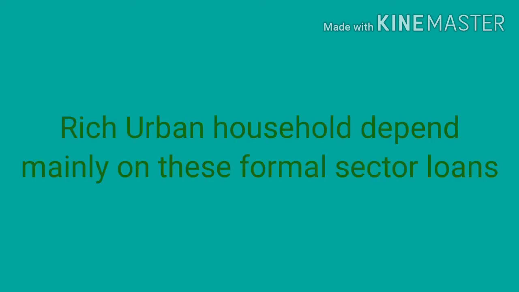Another feature of this formal sector is that the loans are mainly taken by the rich urban households, as they have collateral and the required documentation, which is very important in availing loans from the formal sector. But poor households in rural areas are not familiar with the formalities of the bank process, so they mainly rely on moneylenders. Sometimes the poor in rural areas do not have any collateral or documentation either.